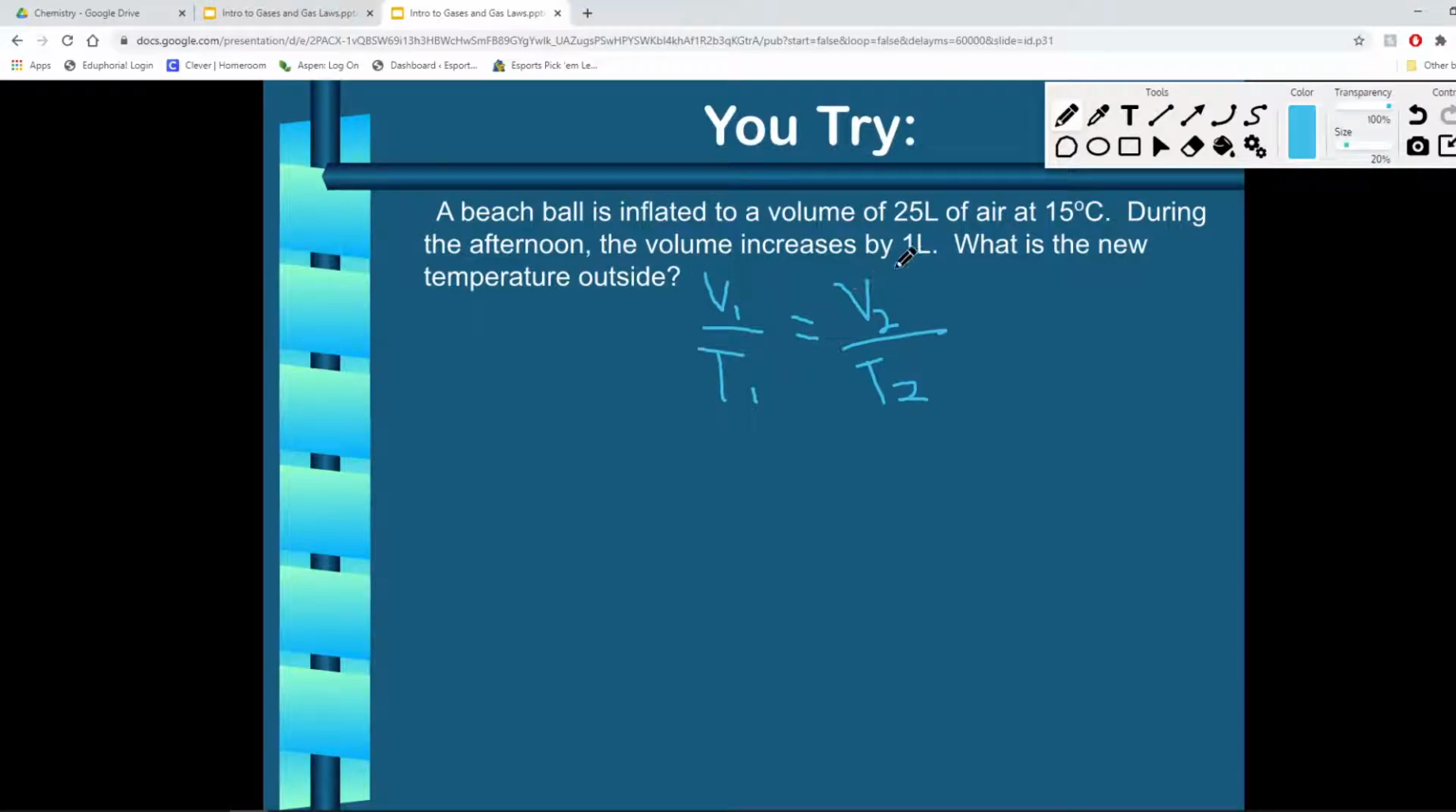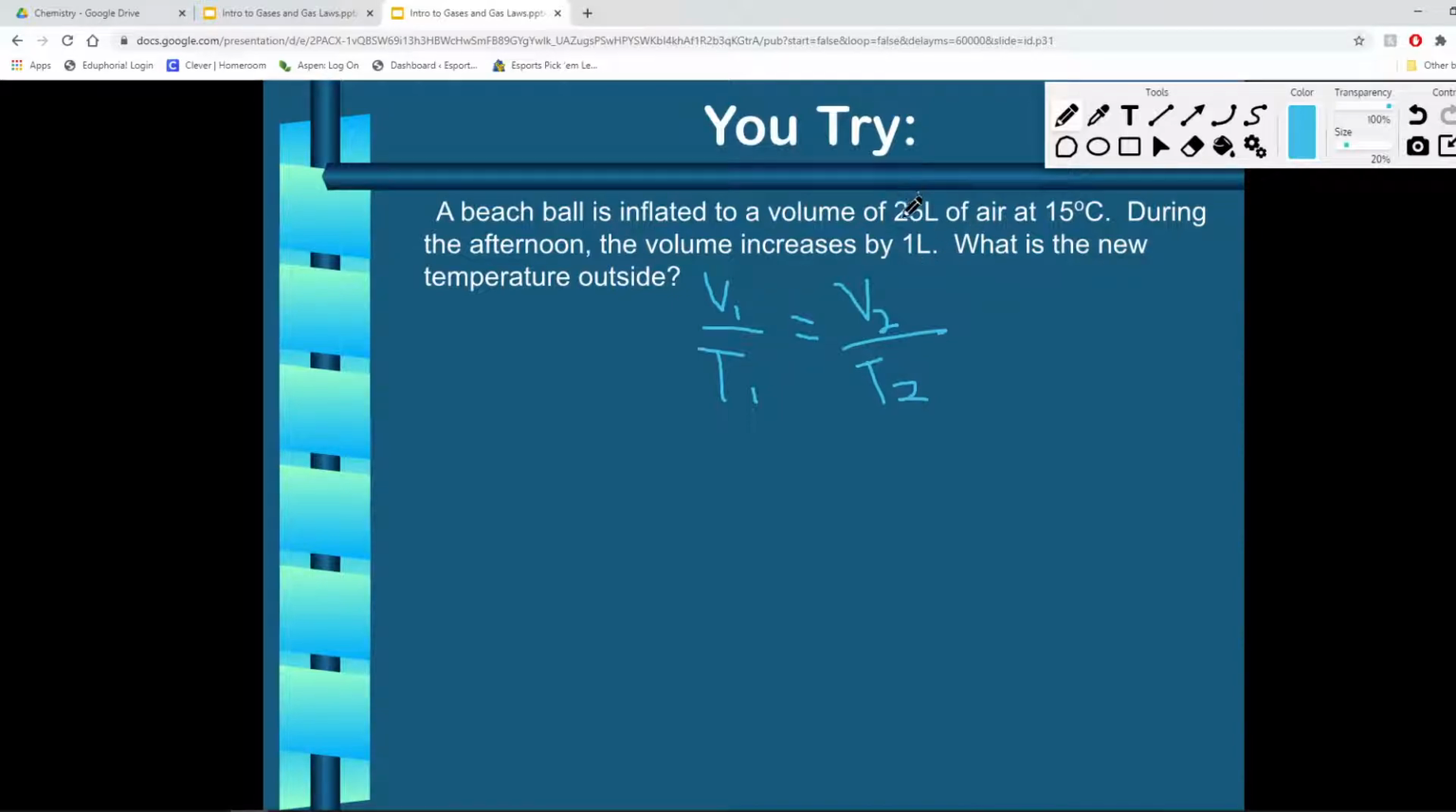All right, so we've got a beach ball inflated to a volume of 25 liters of air at 15 degrees Celsius. And during the afternoon, the volume increases by 1 liter. It wants to know what the new temperature is outside. Okay.